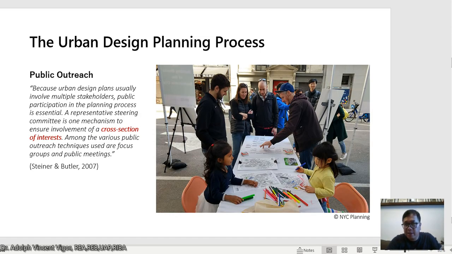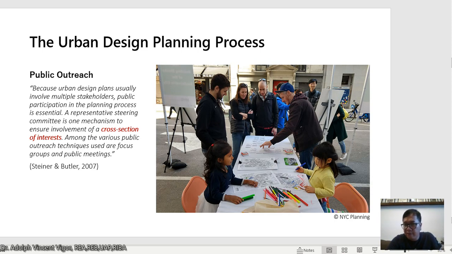So the urban design planning process, you have here public outreach. According to Steiner and Butler, because urban design plans usually involve multiple stakeholders, public participation in the planning process is essential. A representative steering committee is one mechanism to ensure involvement of a cross-section of interests. Among the various public outreach techniques used are focus groups and public meetings.